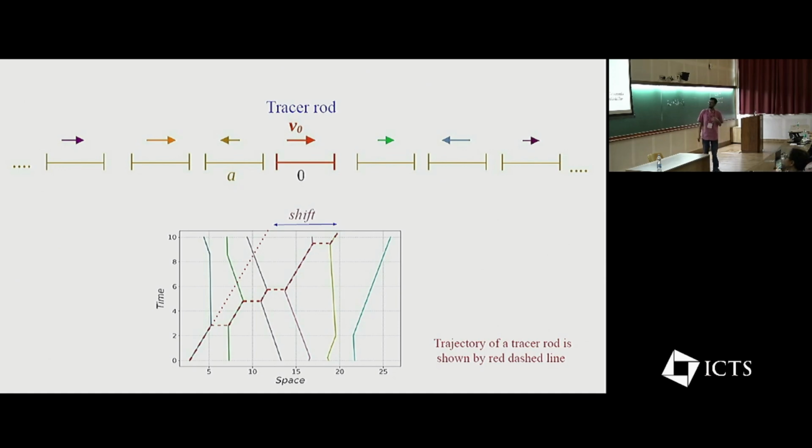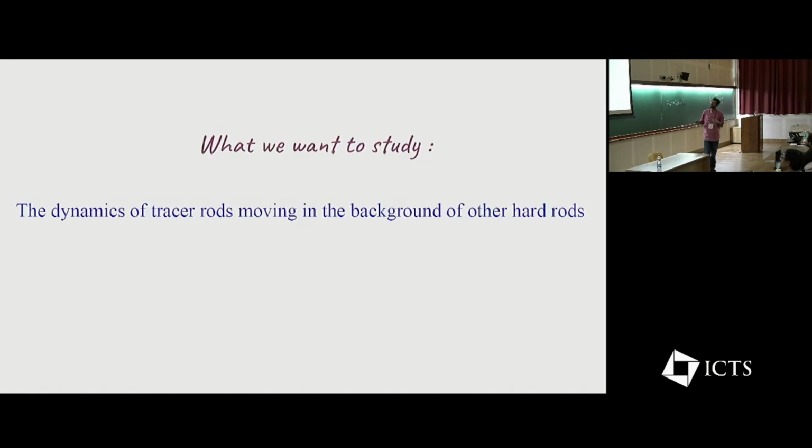So what it means is that there is an extra displacement in addition to the displacement due to its drift velocity v naught. The number of jumps due to the collisions fluctuates from one configuration to another, and this fluctuation effectively gives rise to the spreading of the distribution of the tracer position. So in today's talk, we discuss the dynamics of the tracer rod, how it moves in the background of the other hard rods.